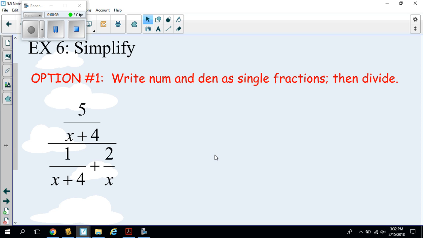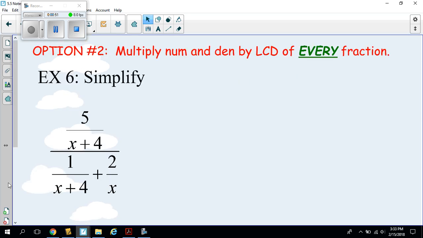Now the book shows you this way. So if you would like to look at this, you can just go to the textbook or the online textbook to look at this. I'm going to show you a second way of doing this. So instead of just doing the numerator and denominator, what we're going to do is multiply the numerator and denominator by the LCD of every fraction.